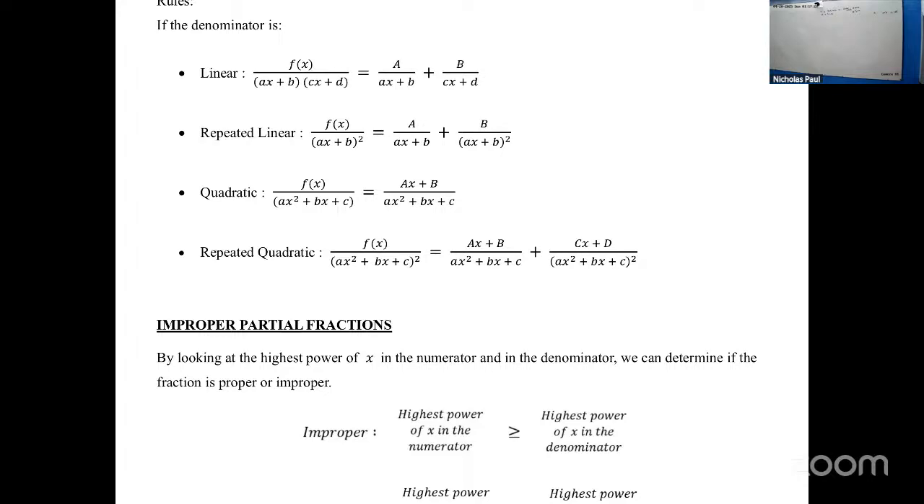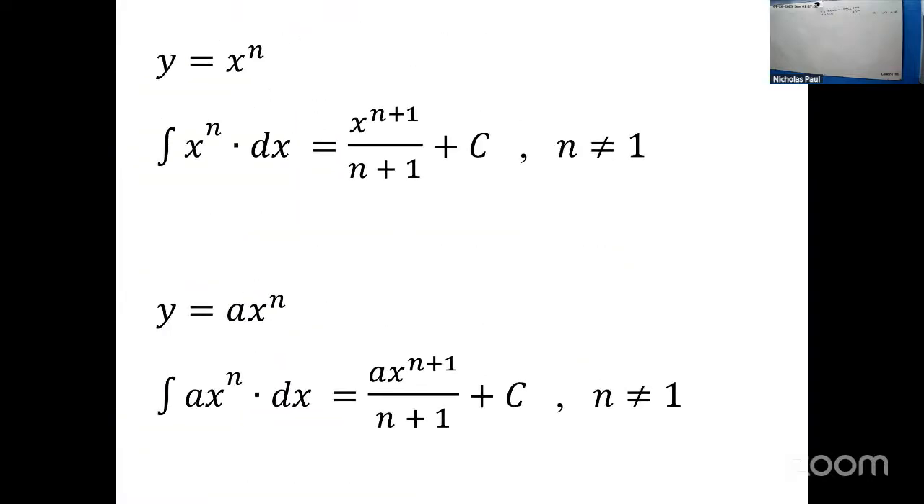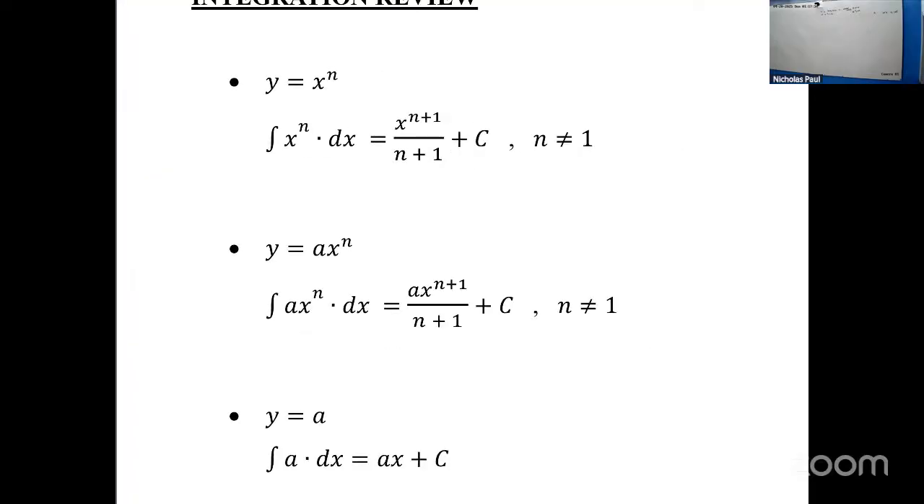How do we integrate now? Well, simple parts here. How do we integrate? Add 1 to the power, divide by the new power, plus c. How would we integrate here? Add 1 to the power, divide by the new power, plus c. Integral of a constant, add the x, plus c.